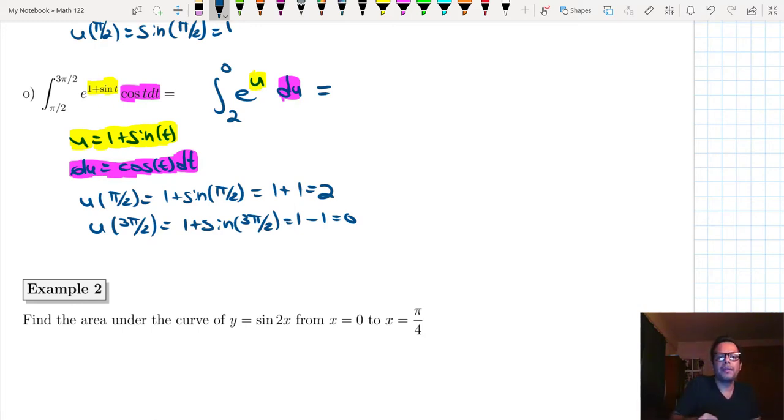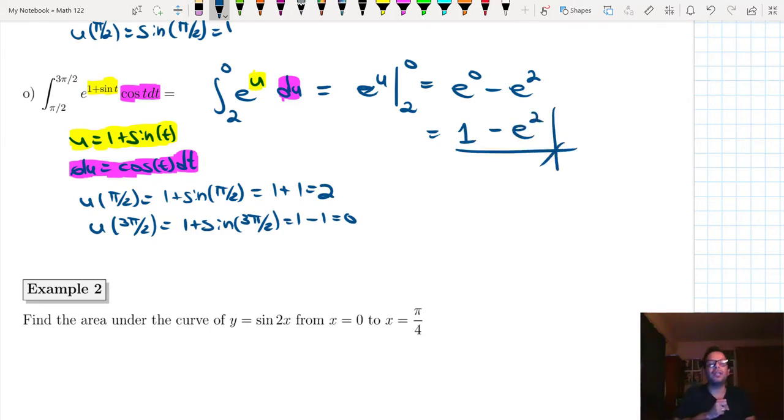So the integral of e to the u is simply e to the u, evaluated from 2 to 0. Plug in the upper limit minus plug in the lower limit. What is e to the 0? e to the 0 is 1, minus e to the second power, simply e squared. That's the final answer here.